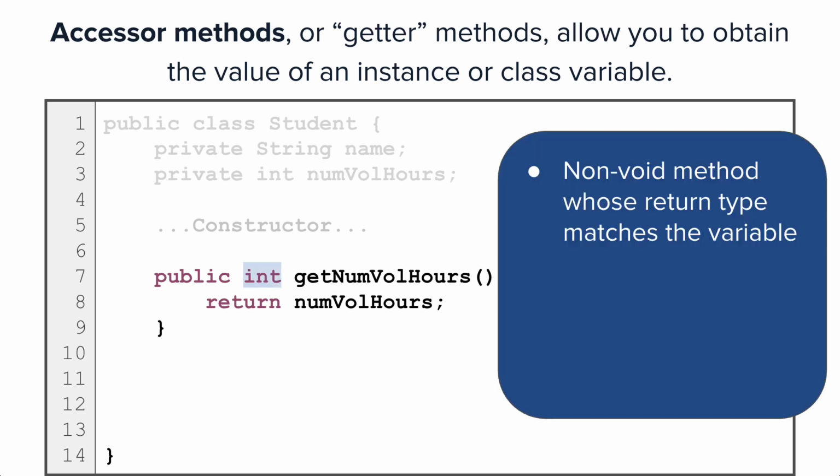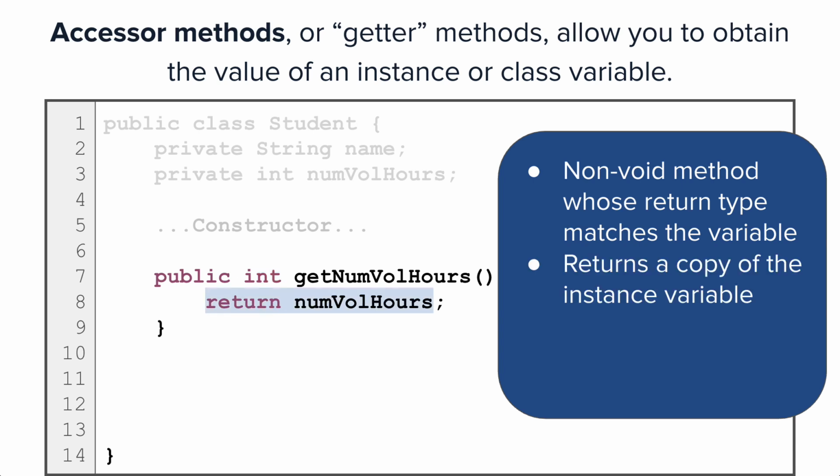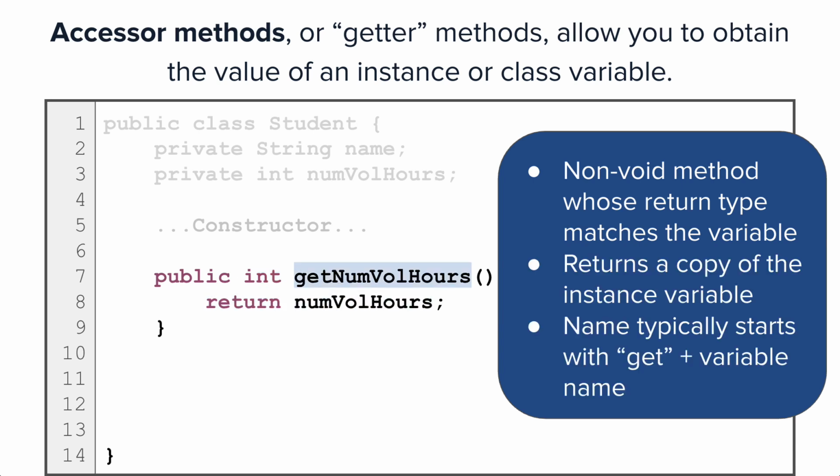An accessor method is a non-void method whose return type matches the target instance variable. It returns a copy of the instance variable, and its name typically starts with get and then the variable name, hence the term getter methods.